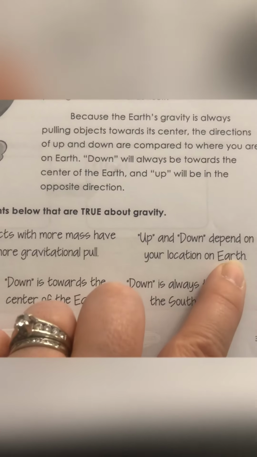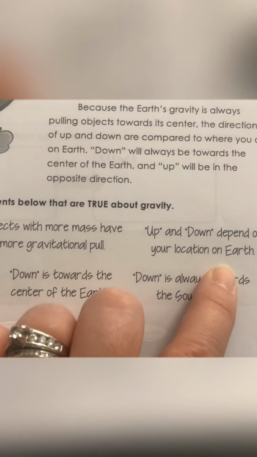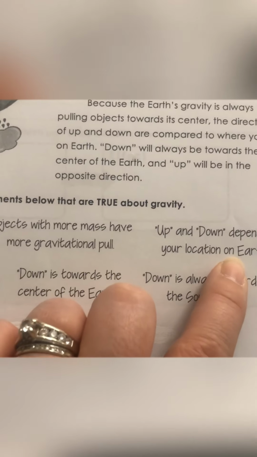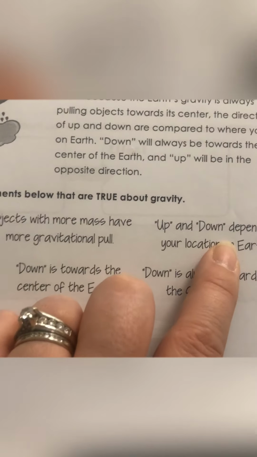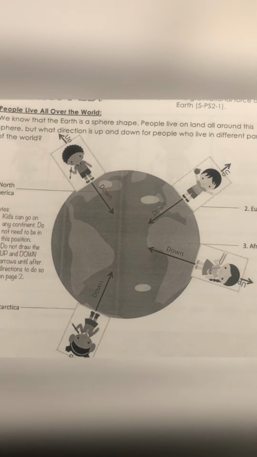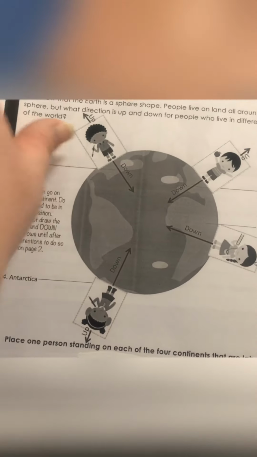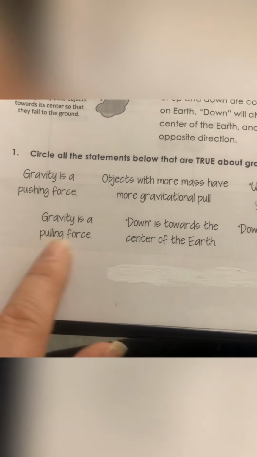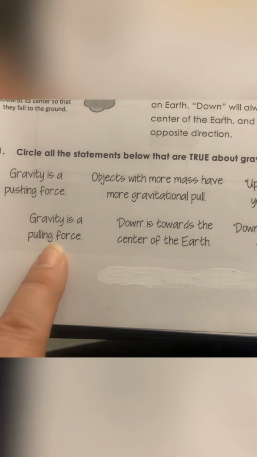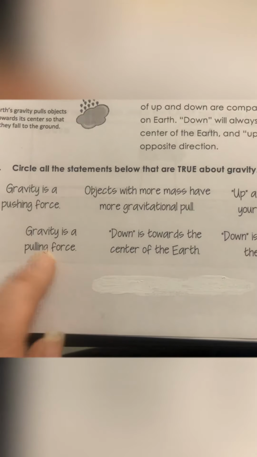Now, up and down depend on your location on the Earth. That is true as well, because when you're looking here, it depends on your location, because someone's up and down here is different from someone there. So that statement is true, all right? So gravity is a pulling force. We just discussed that one is true.